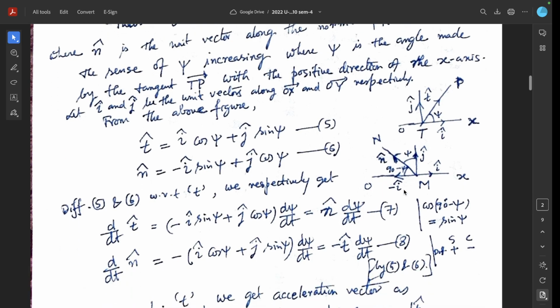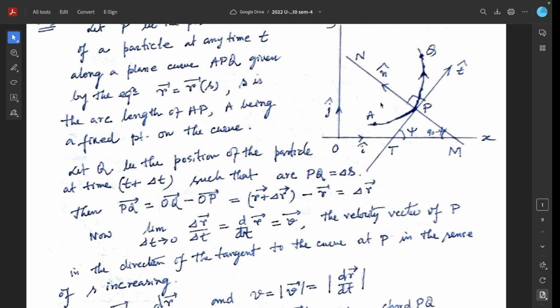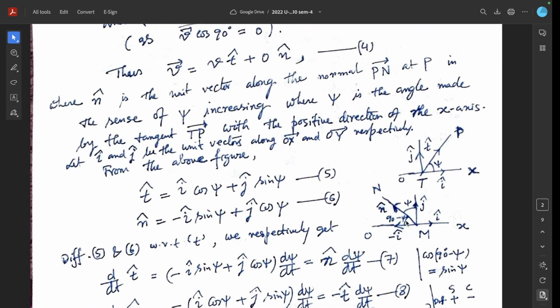And n cap, actually this is the direction MN, from this figure. So this angle is psi, so this angle is 90 minus psi. This direction, the positive direction, is i cap, so the negative direction is minus i cap. This direction is j cap. So n cap is in this direction, the normal direction, the MN direction.